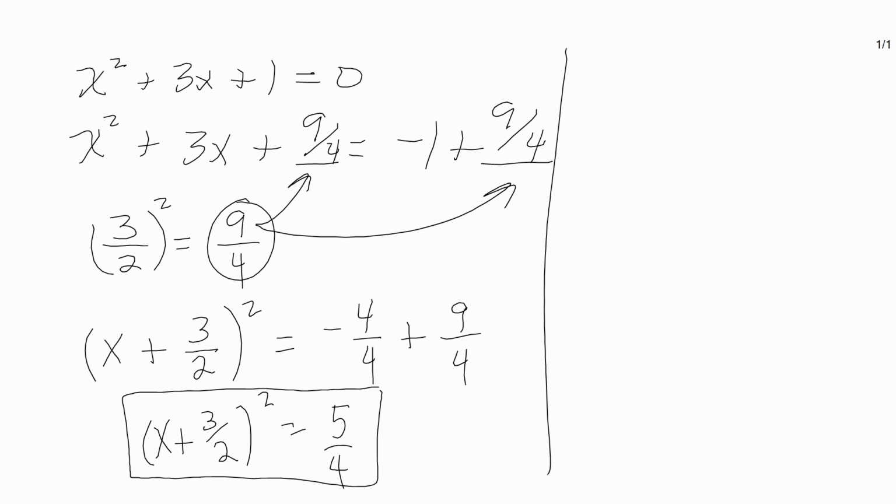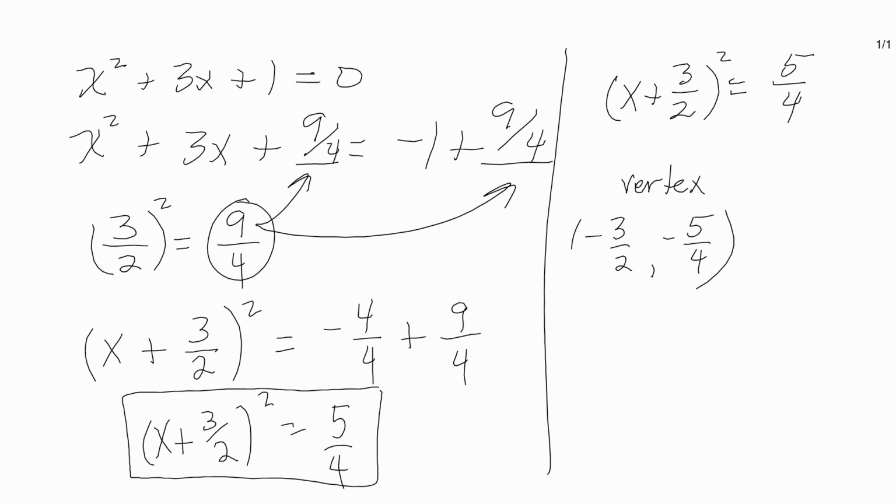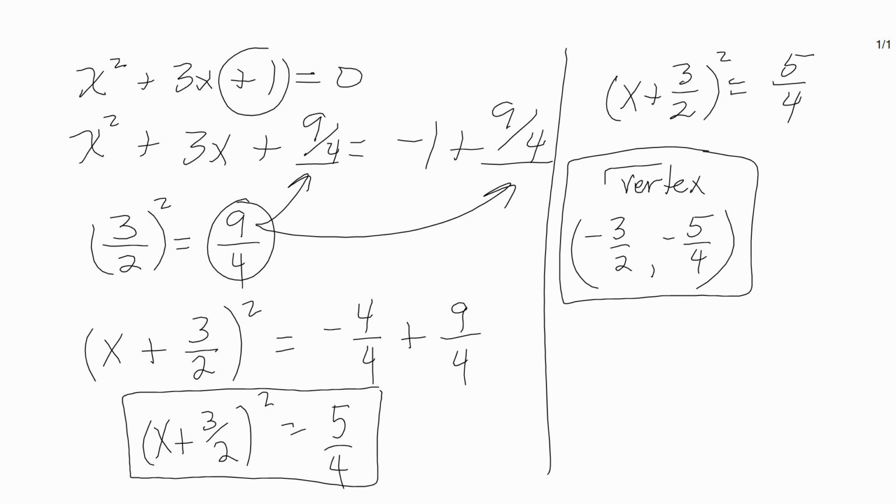So, from this, I can go x plus 3/2 quantity squared equals 5/4. And I can say, okay, my vertex is what? Negative 3/2 and negative what? 5/4. I know my y-intercept is what? 1. Now there's only one thing left to do, and that's what? Solve. So solve that for x.